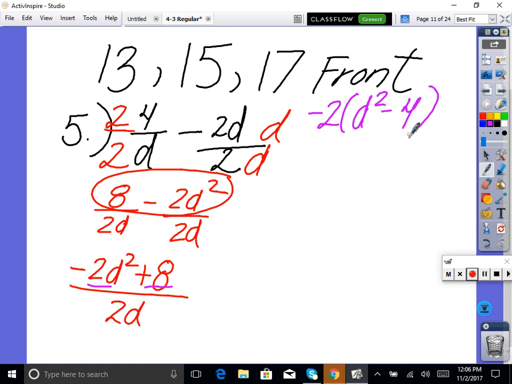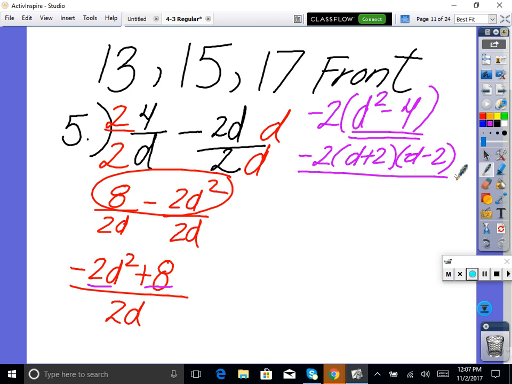Now here's what a lot of advanced thinkers said: I better factor that just to make sure it doesn't divide out with anything on bottom. So that piece became d plus 2, d minus 2. And then don't forget the negative 2, good point. And then on bottom we have a 2d. Now remember, you can divide across multiplication. So don't those 2's divide out?